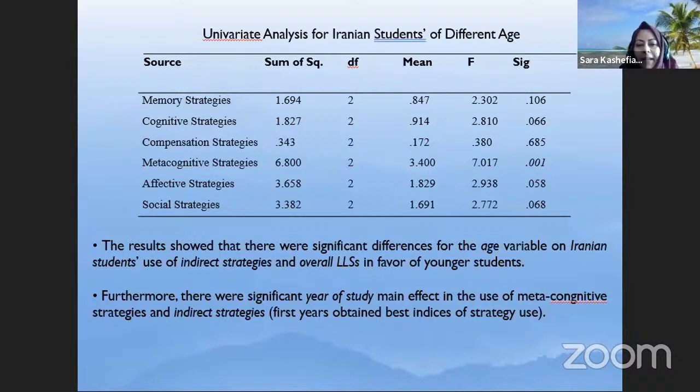Furthermore, there were significant year of study main effects in the use of metacognitive strategies and indirect strategies. So, freshmen obtained the best indices of strategy use with regard to metacognitive strategy. There were also significant academic achievement main effects in the use of cognitive, social, direct, and indirect strategies, and overall language learning strategies. I mean, students with the highest GPA obtained the highest indices with regard to the use of these strategies, which I mentioned. Other differences regarding the variables of gender, age, parents' education, and professional status were not significant. The results are shown in the next tables.